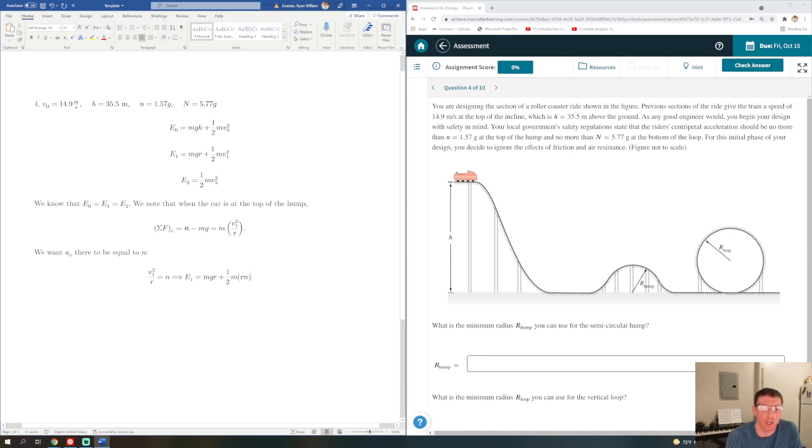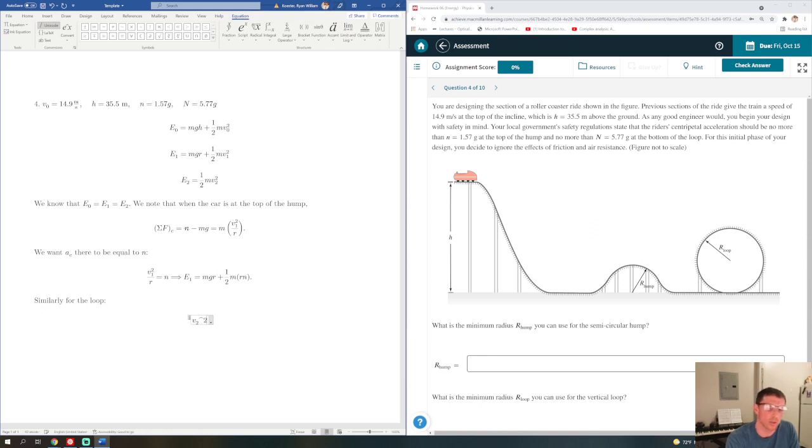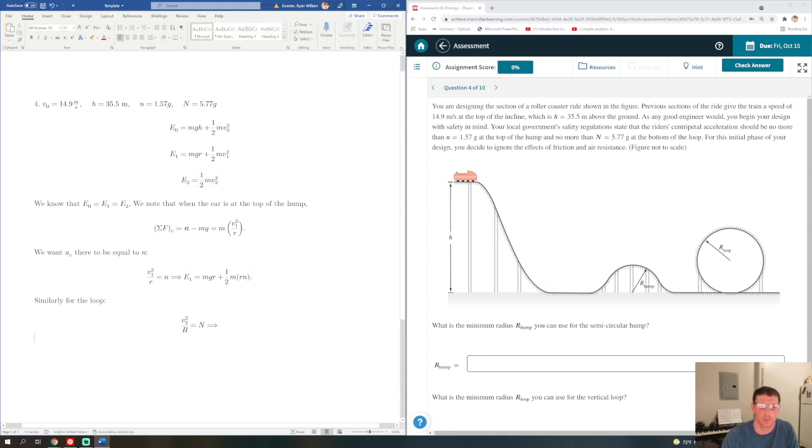And you know, I'm not gonna probably go through this in too much detail, but similarly for the loop, we're gonna write that v sub 2 squared over big R equals big N, right? And then we can adjust this to get it in terms of N and R, right? Because as before, the speed squared is just R times N. Is this clear? Does this make sense to everybody?